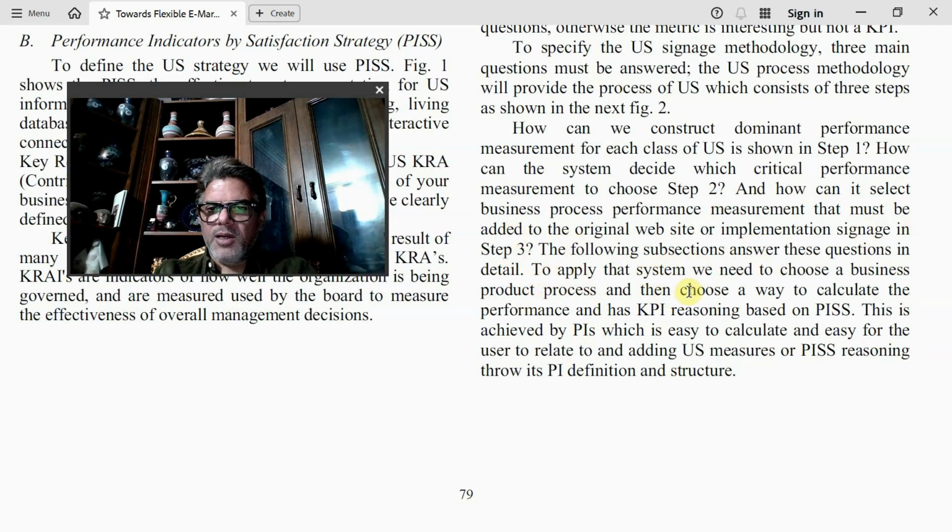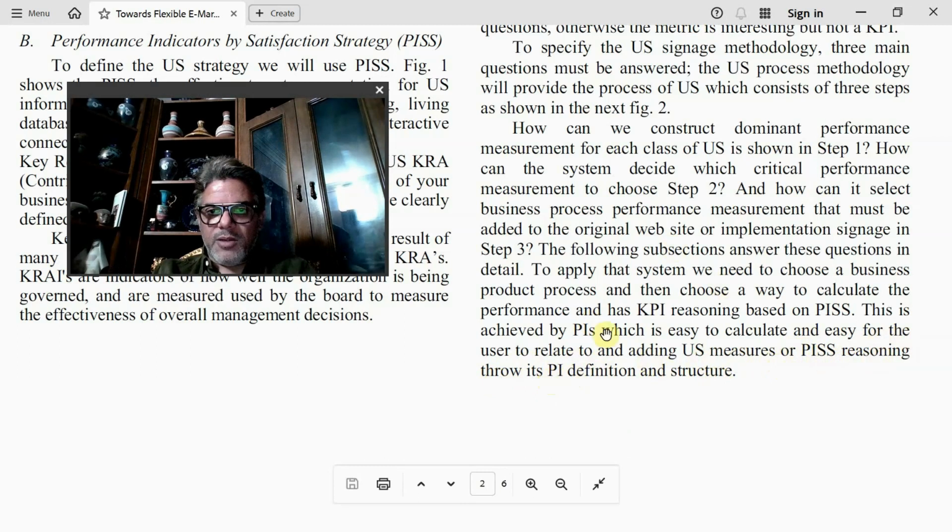To apply that system, we need to choose a business product process and then choose a way to calculate the performance, and has key performance indicator reasoning based on performance indicator by satisfaction strategy. This is achieved by performance evaluation, which is to calculate and easy for the user to relate to adding user satisfaction measures or performance evaluation by satisfaction strategy reasoning through its performance indicator definition and structure.